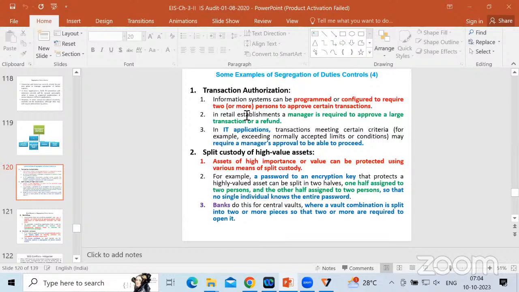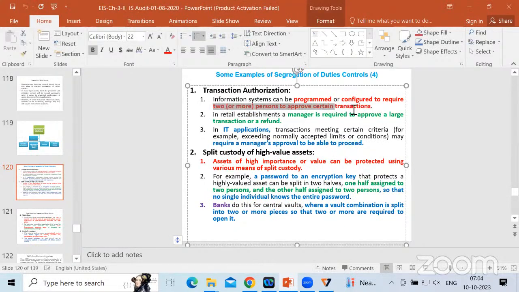So, transaction authorization. If an information system can be programmed or configured to require two or more persons to approve certain transactions, then that is considered transaction authorization. Split custody of high value assets. I will give a simple example so you can understand easily.